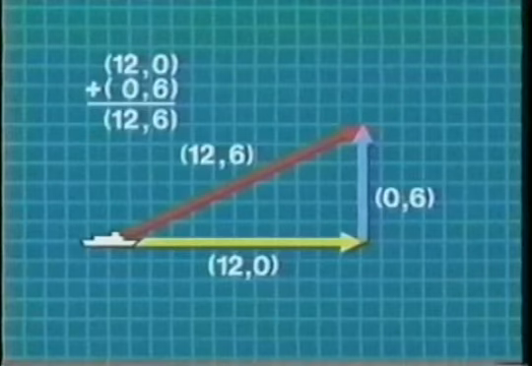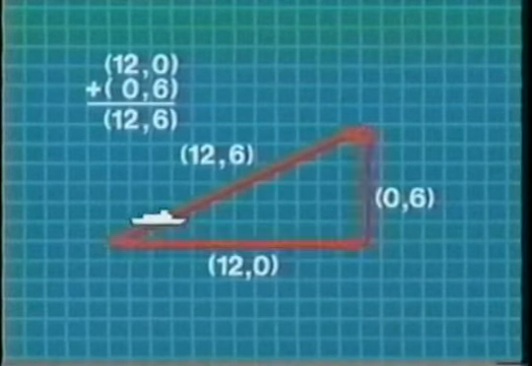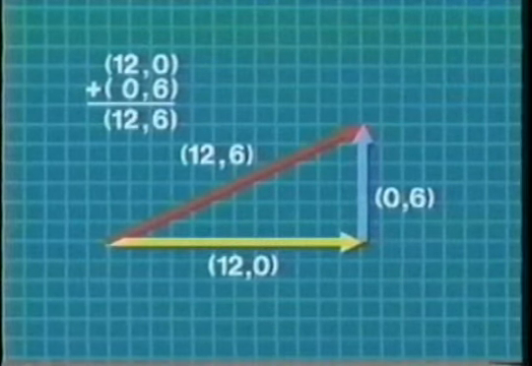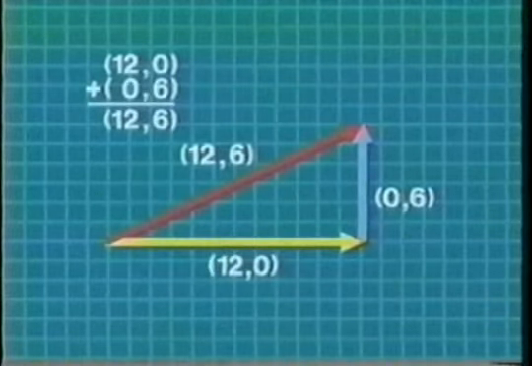The boys thought they were traveling 12 knots due east, or 12, 0. But because of the current, they actually went east and north, 12, 6, way off course. Let's look at another example.